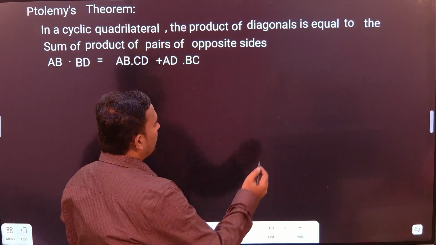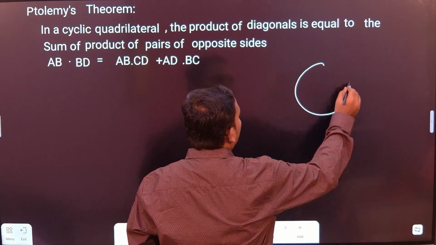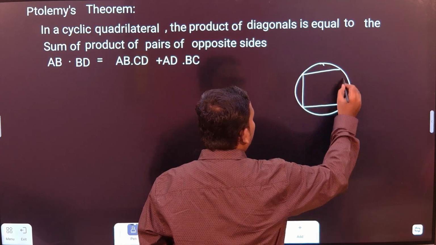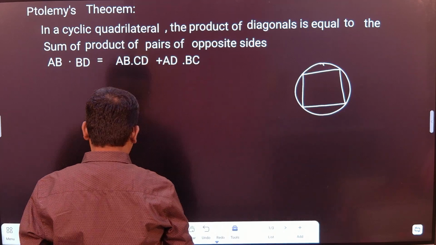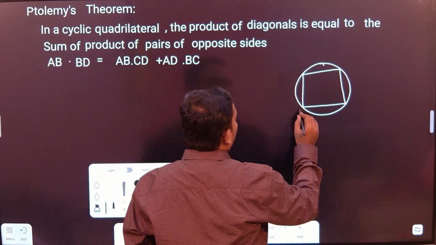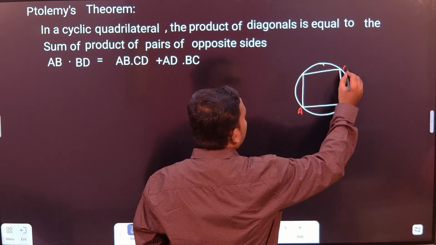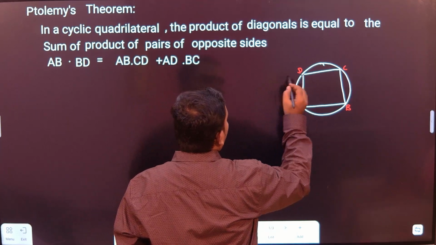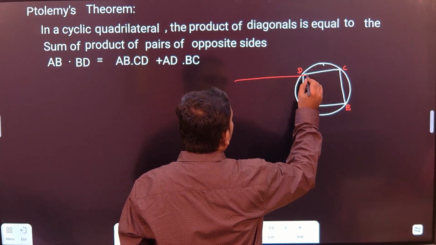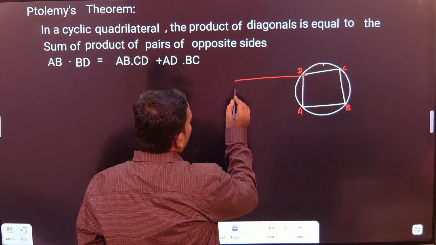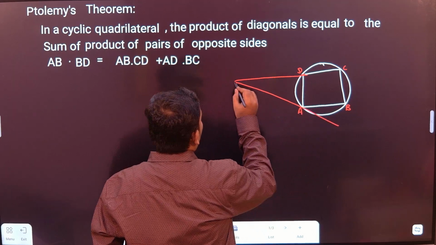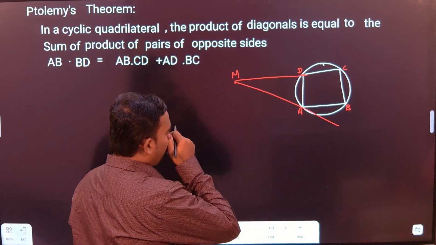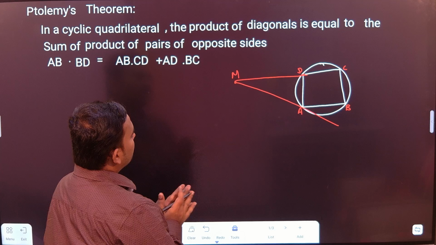If you have a cyclic quadrilateral, let's take a circle. You have to insert the quadrilateral inside. That is a cyclic quadrilateral. Let's take A, B, this is C, this is D. You can extend C to D, and let's take this point as M. So why are we extending this?